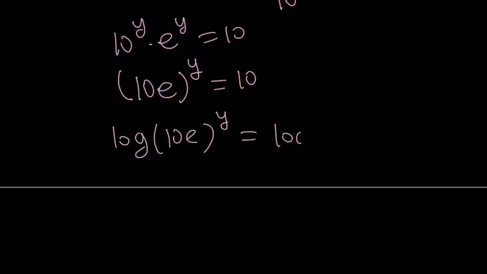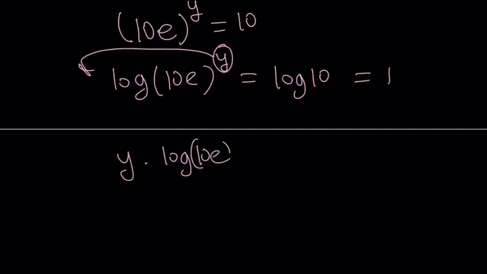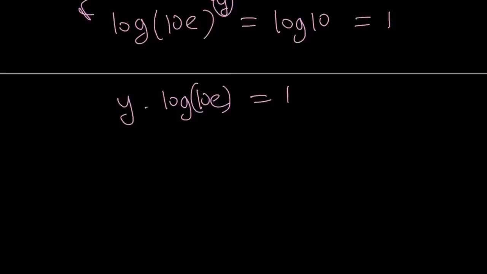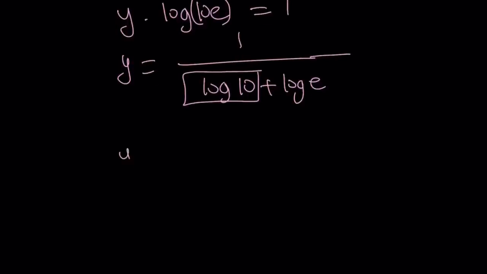When I log both sides, obviously I get a 1 on the right hand side, which is great. And I'm going to move the y to the front. From here, y times log 10e equals 1, and now y can be written as 1 over log 10e. But log 10e can be written as log 10 plus log e, and log 10 is the same as 1. So y can be written as 1 over 1 plus log e. So that could also work for y.